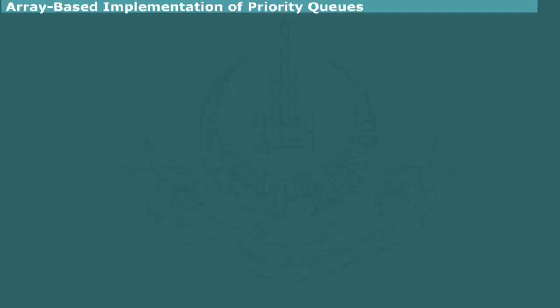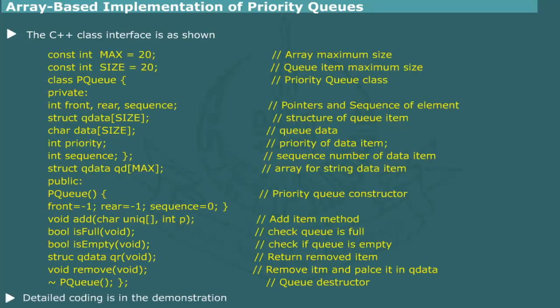Array-based implementation of priority queues. In this implementation, we assume that Q will be stored in an array of character strings with associated priority and sequence numbers. The C++ interface for the queue would look like this.